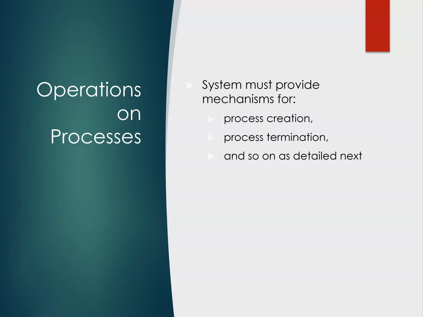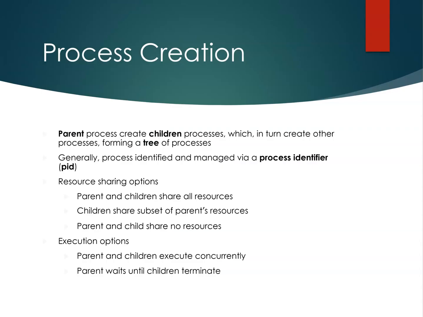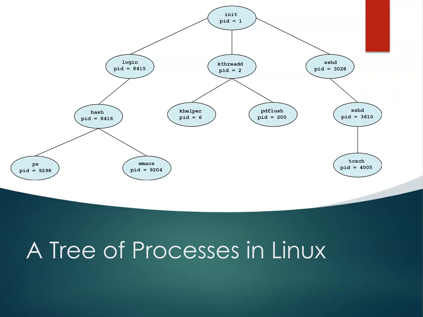So, when dealing with processes, we have to support the following operations: process creation, termination, and so on. Process creation: a parent process typically creates a child process, which in turn creates other processes, creating a tree. Generally, a process is identified and managed via a process identifier. Some resource sharing options could be parent and child share all resources, children share a subset of the parent's, or they share no resources. Then there's the execution options. They could execute concurrently, or the parent could wait to continue its execution until the child terminates.